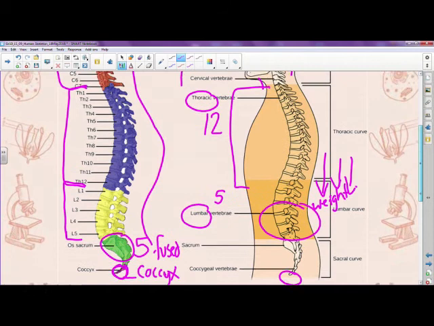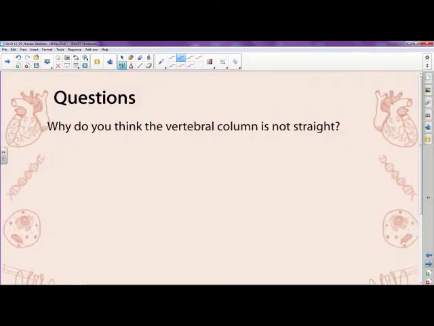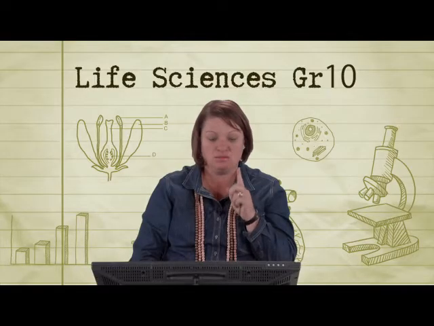Now, if you have a look at the vertebra, what are you going to notice? Guys, it is curved. Now, I'm going to give you one more minute because I want you to tell me, why is your vertebra curved and not straight? Okay, very important. One minute, your time starts now.